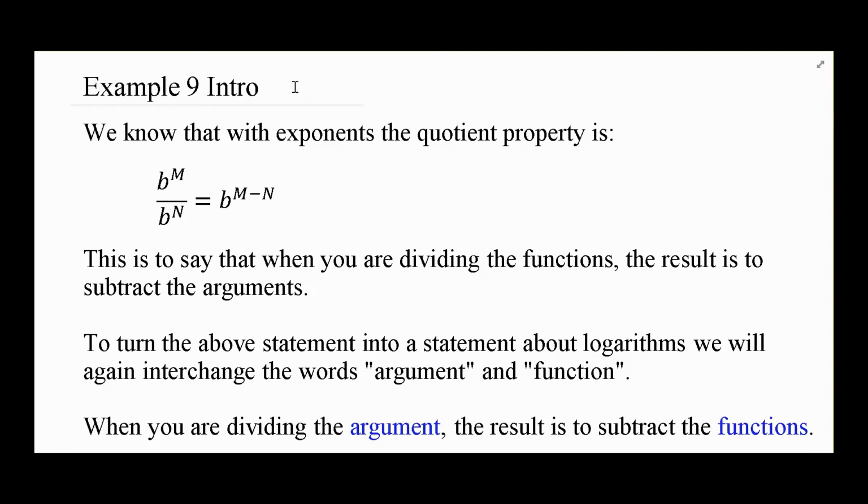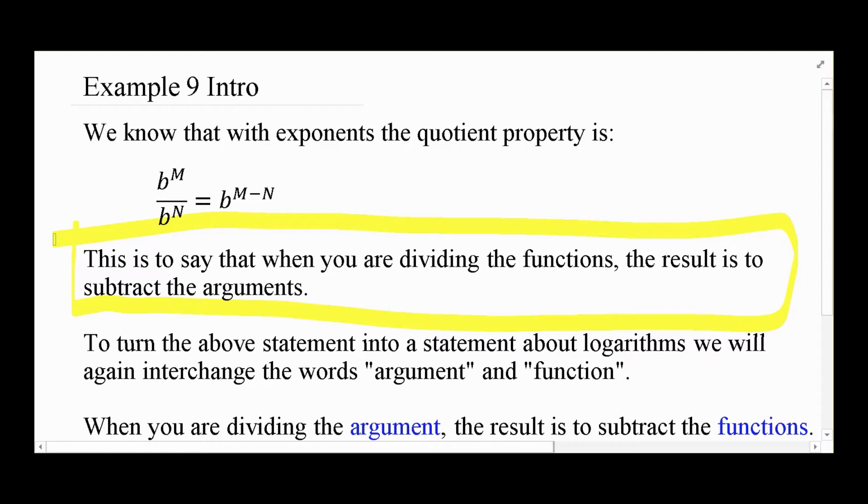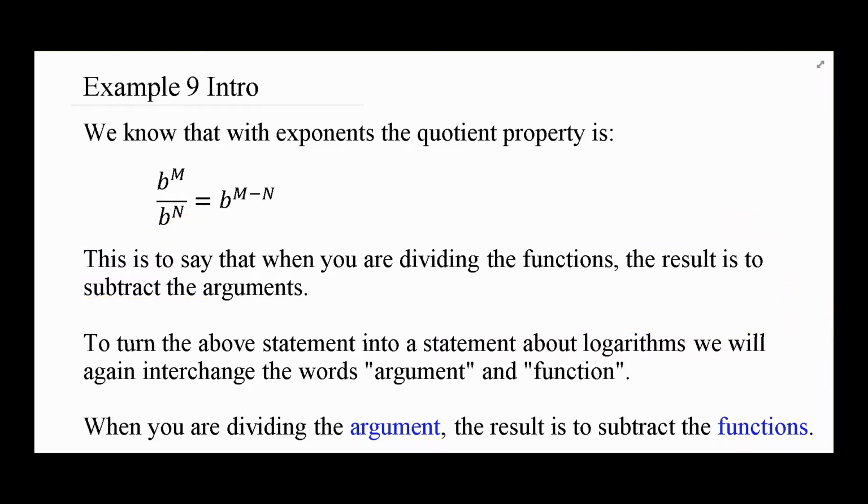So let's talk about a second rule. Now we had a quotient property for exponentials that said when I had b to the m divided by b to the n, I could subtract the exponents. So if we kind of want to do the same things we did before and turn this into words, we can say that when you're dividing the functions, the result is to subtract the arguments. That's what's happening there.